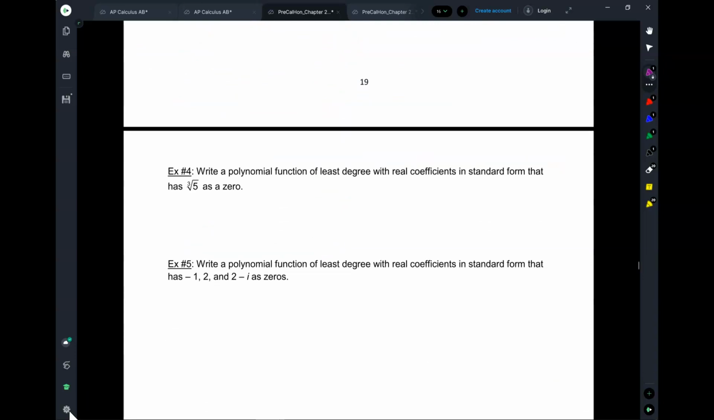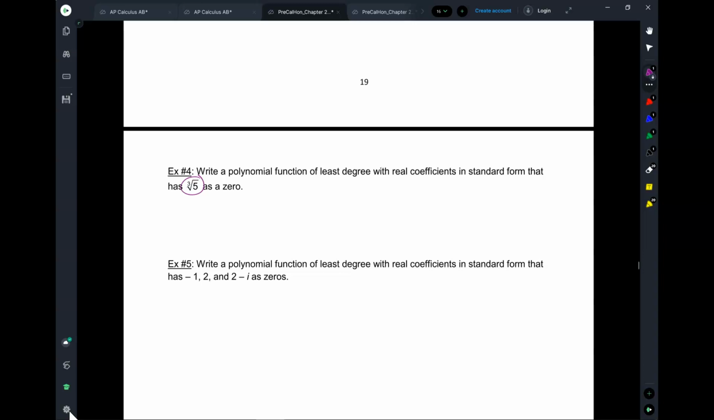Write a polynomial function of least degree with real coefficients in standard form that has cube root of 5 as a 0. All right, so how do we get cube root of 5? It comes from taking the cube root of a number. And when do we take the cube root of a number? It's when you have x cubed equal to something.